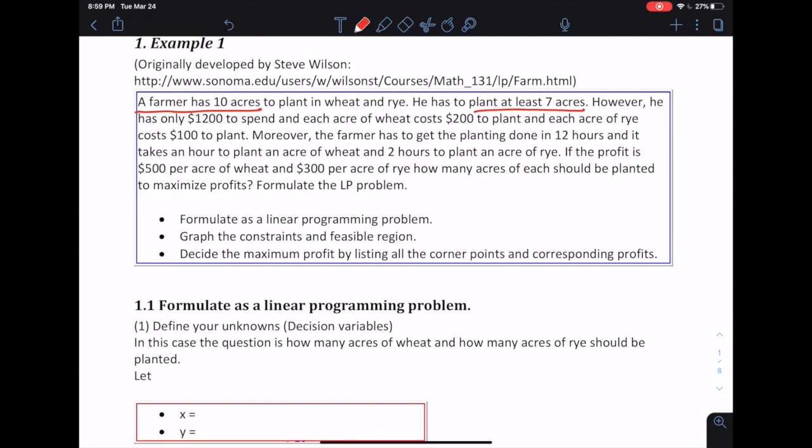However, he has only $1,200. So from here, we have some constraints. We have a limited budget, and there are some costs for each planting. To plant wheat, you have to pay $200 for each acre of wheat, and for each acre of rye, you have to pay $100. But the total cost must be less than $1,200.